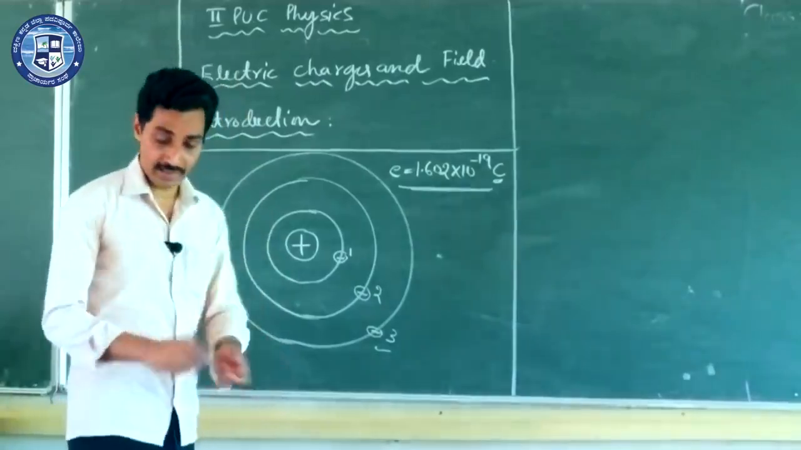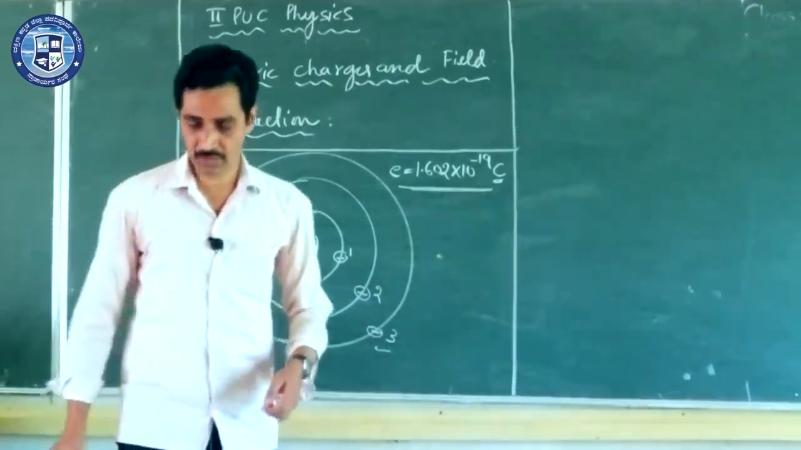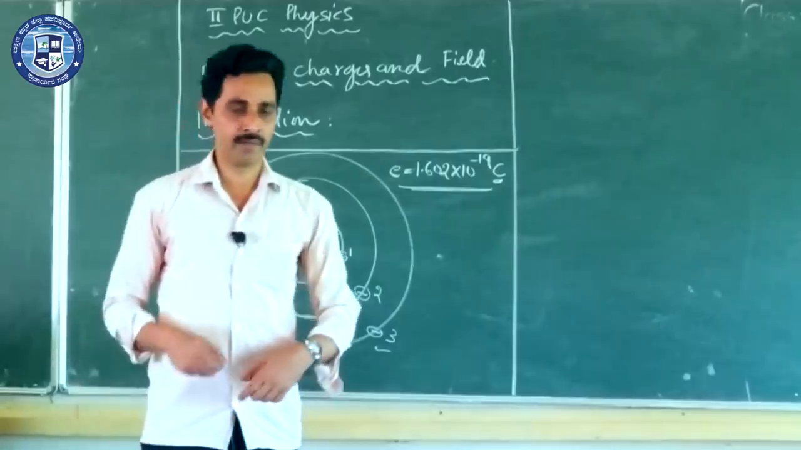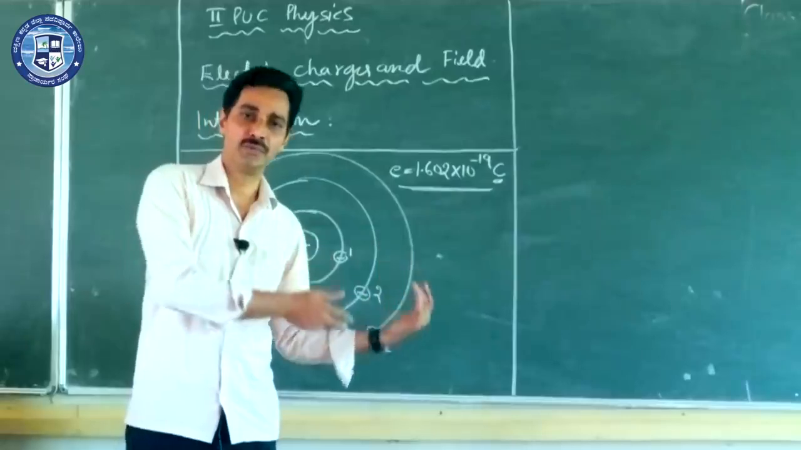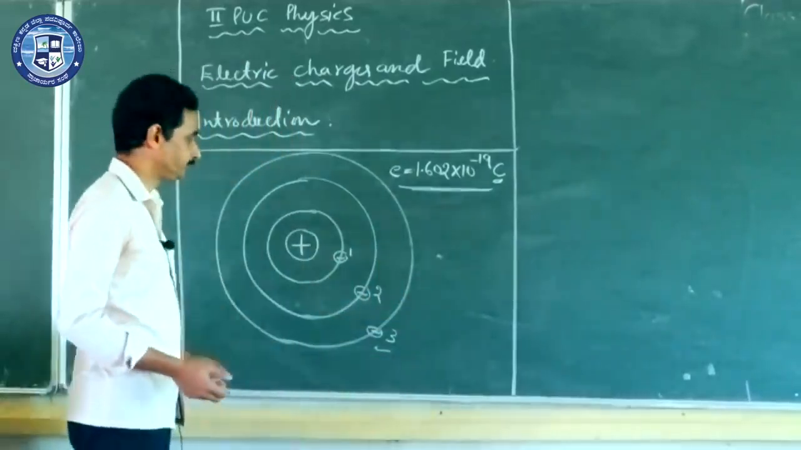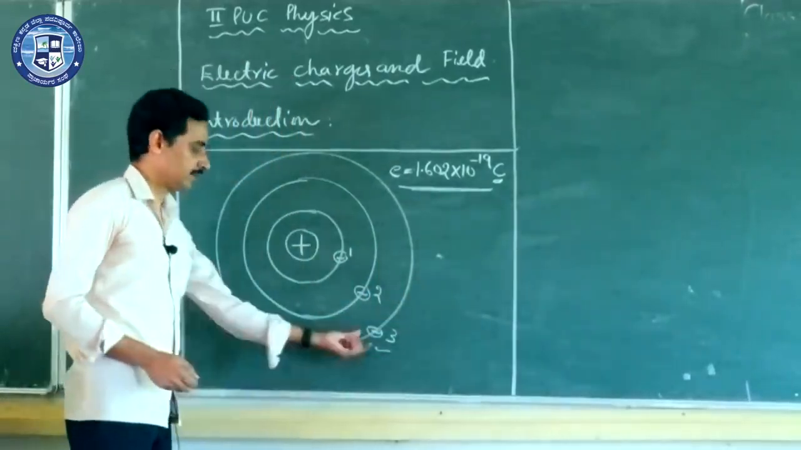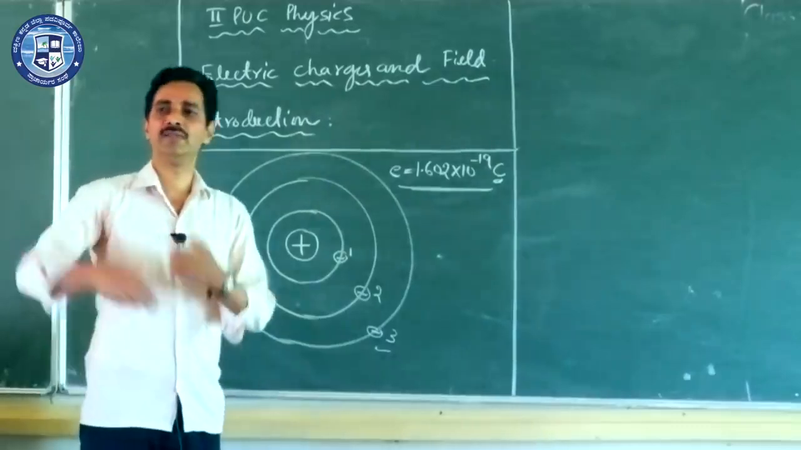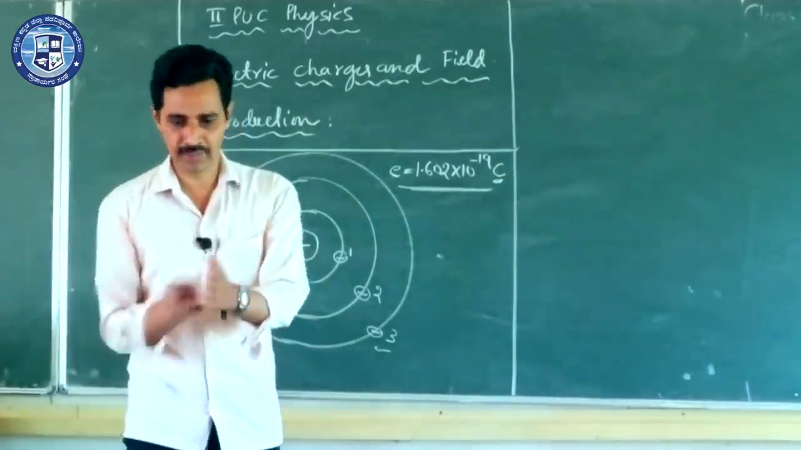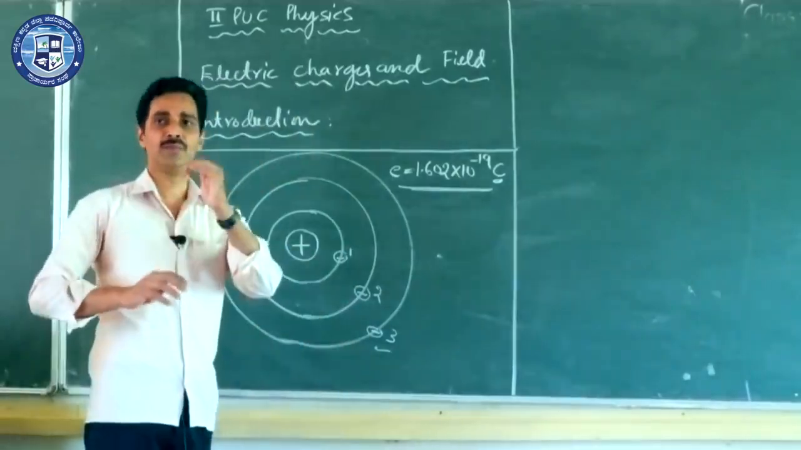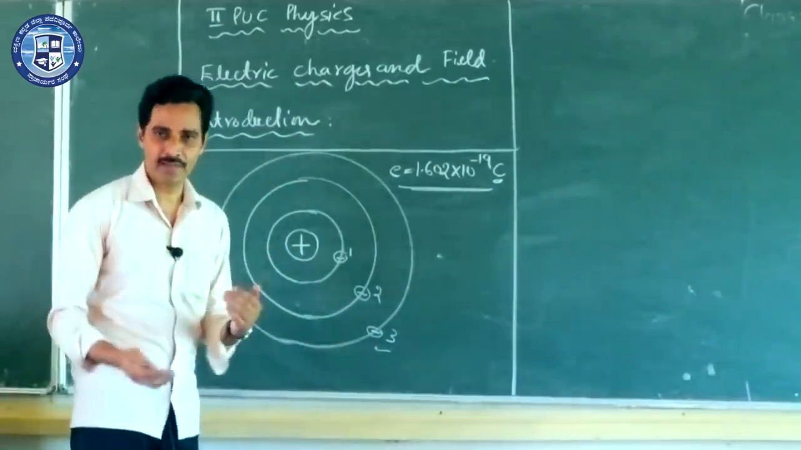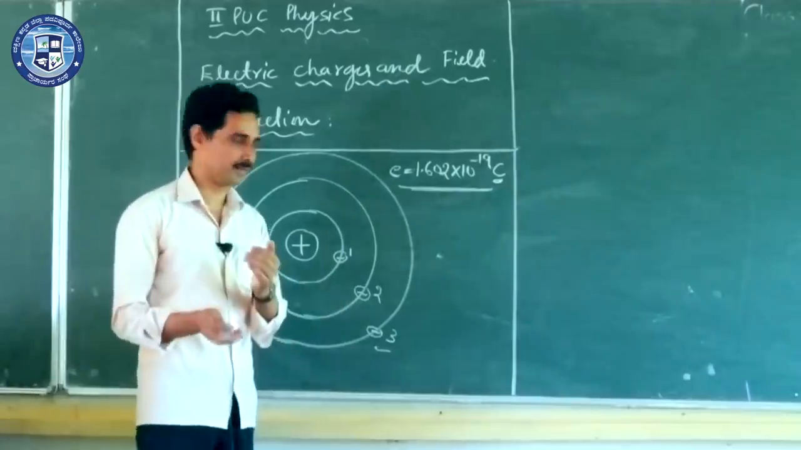Now suppose I rub my fingers against this straw, or a comb against a cloth, or a glass rod against some wool, something like that. Then what happens? These outermost electrons leave the body. They come to the other body when I rub them against each other. So when outermost electrons move from one object to another, the total charge becomes imbalanced.